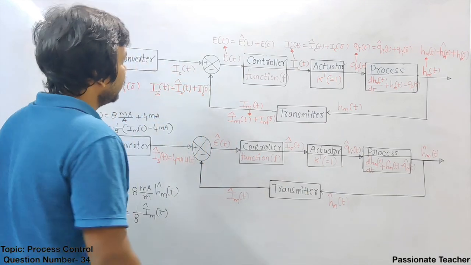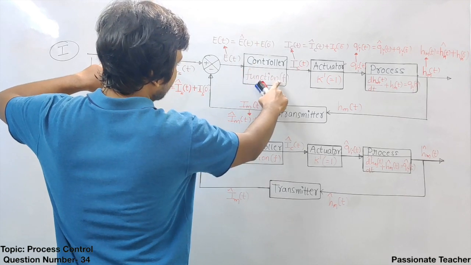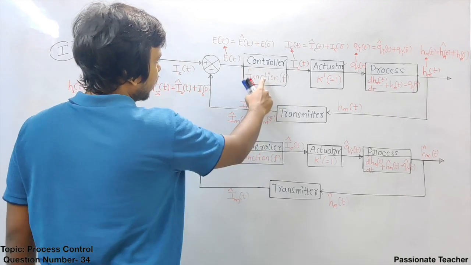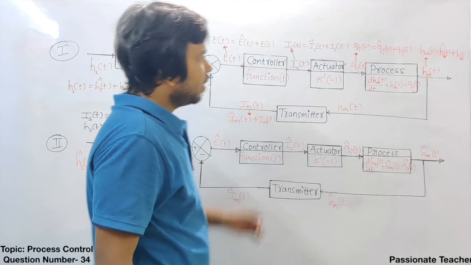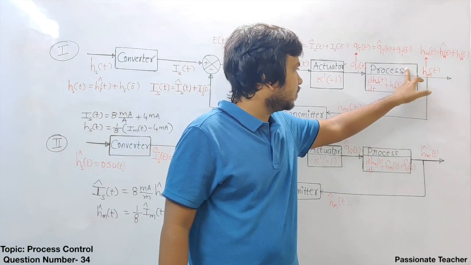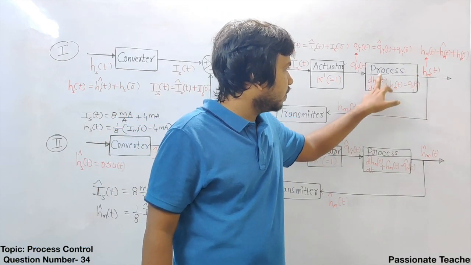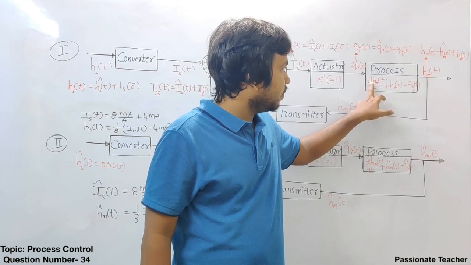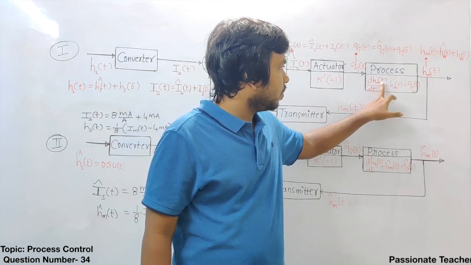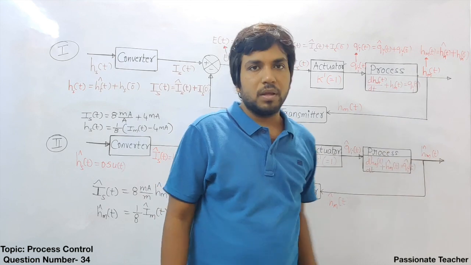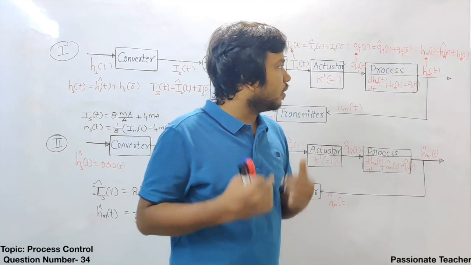Now, as we know, the controller is going to have some function. Depending upon the type of controller, the mathematical function will change. And the liquid level process is a first order system. That's why we have modeled this liquid level system by a differential equation, that is d by dt hm of t plus hm of t equals q naught of t. Here ultimately we need to control the water level.